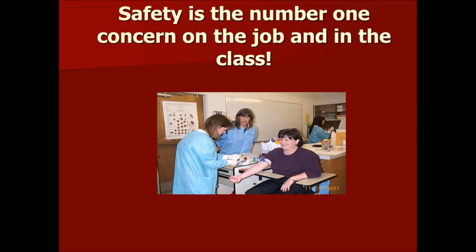Now, safety is the number one concern on the job and in the class. We're going to talk a little bit about this. We're going to be learning these PowerPoints, specifically safety. That's the number one priority. In any classroom, any lab, any hospital, the number one thing is safety. We cannot get any clearer than that. Number one concern on the job.